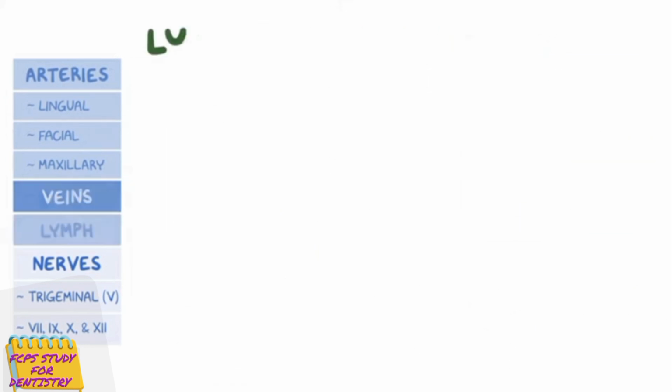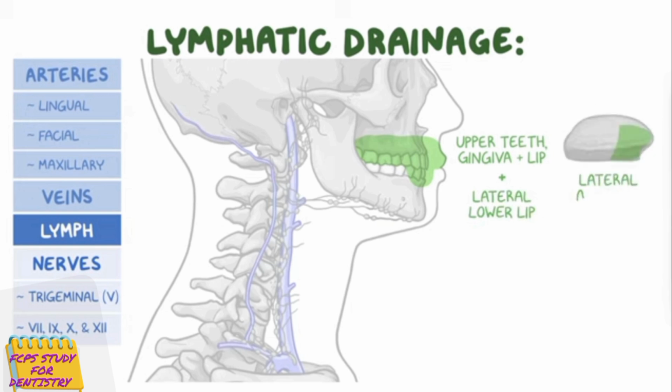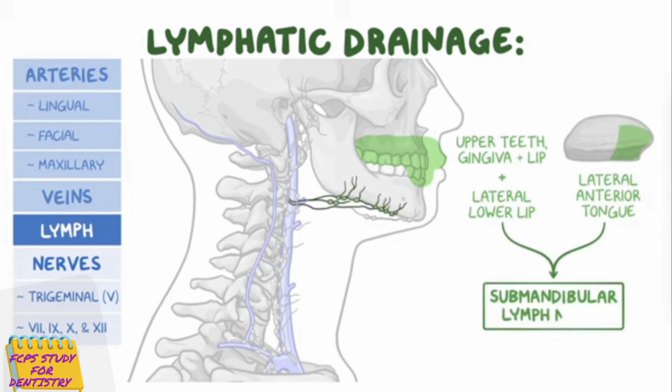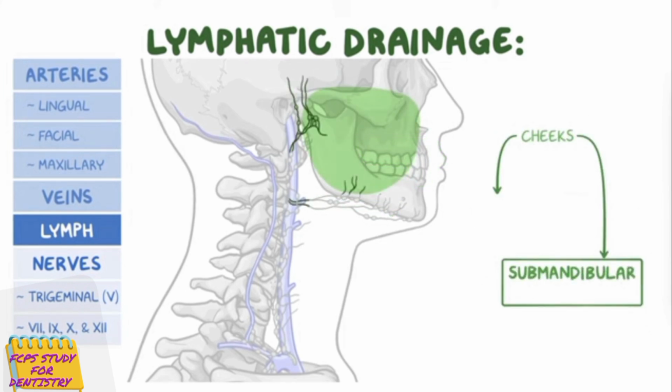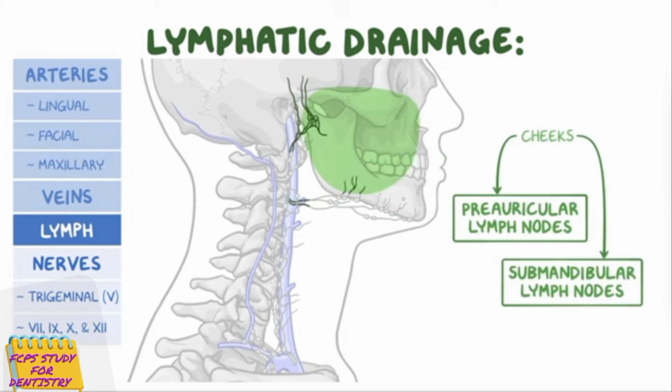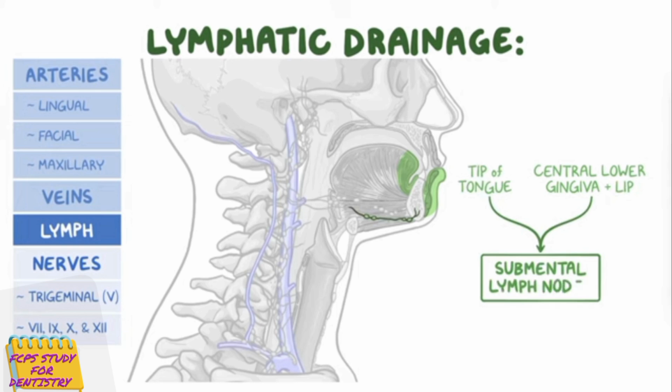With respect to the lymphatic drainage, the upper teeth, gingiva, and lip, lateral part of the lower lip, and the lateral portion of the anterior part of the tongue drain into the submandibular lymph nodes. The cheeks drain into the submandibular and preauricular lymph nodes. The central part of the lower gingiva and lip and tip of the tongue drains into the submental lymph nodes.